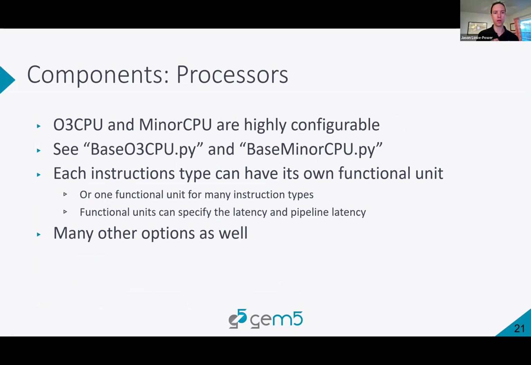So those are highly configurable. You can see these base O3 CPU and base minor CPU files if you want to see how to configure them. You can also, on these core models, give every single instruction a different functional unit, or have a functional unit that executes multiple instructions, and you can specify the latency and the pipelinedness of each of these functional units, and lots of other options as well.